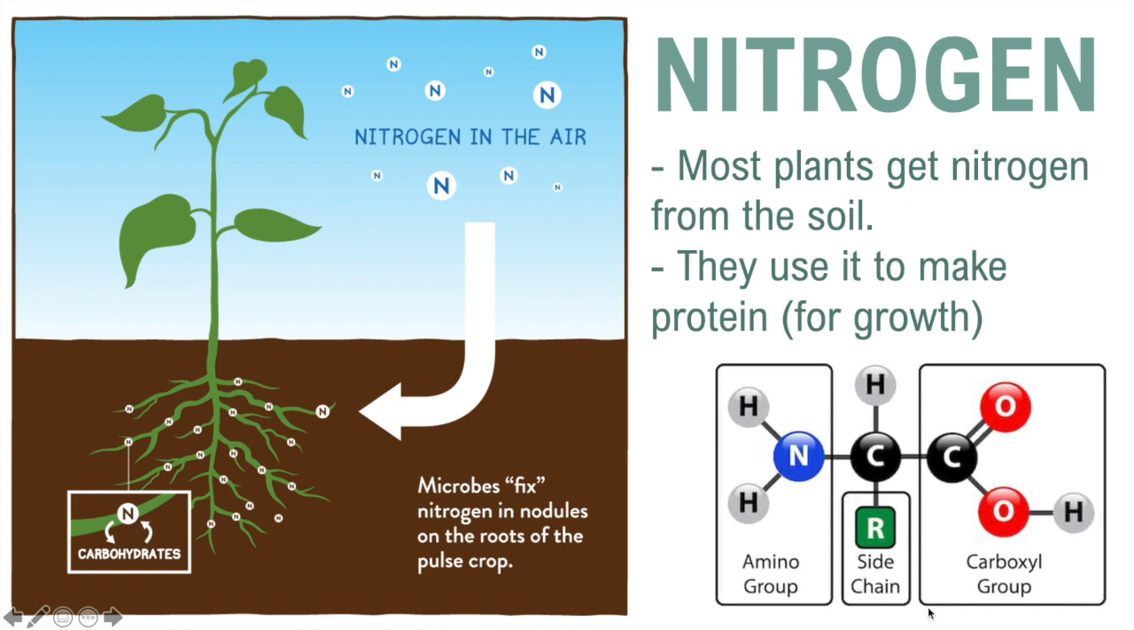Now, protein is made up of amino acids, and as you can see over here, amino acids are made up of an amino group and of an acid group. And maybe you recognize that the amino group is formed by a nitrogen particle. So the nitrogen is necessary to produce amino acids. Amino acids are needed to make protein, and protein is really important for growth.